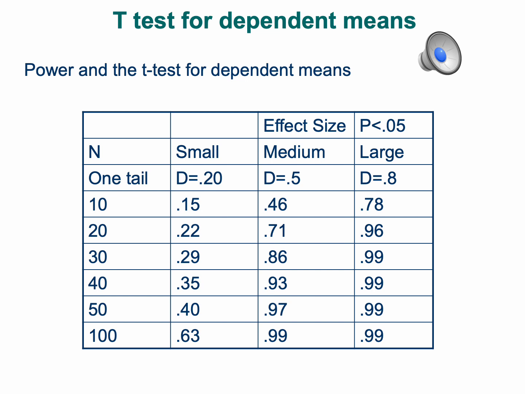As you go down the rows of the table in column 2, you can see that as the sample size increases, the power increases. The probability of finding that small effect increases as you go up in sample size. If you go to the medium and large effect sizes, you can easily see, if you go to the last column in the table, that you don't need many subjects to find a large effect. You need many subjects to find a small effect.